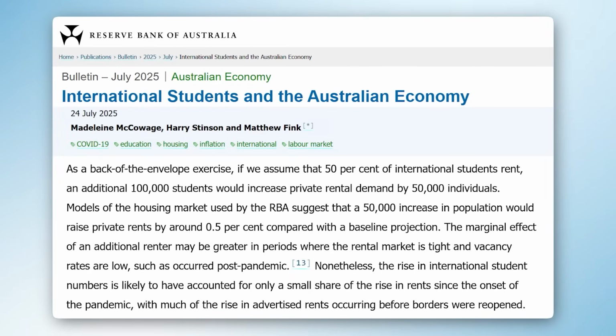Then when students did return, the RBA found they contributed at most 0.5 percentage points to rent growth, meaning the return of international students did not suddenly spike the rent growth rate. The trend was already moving. So if migration was the main cause, the timing does not line up. And that brings us to the data that most people ignore.